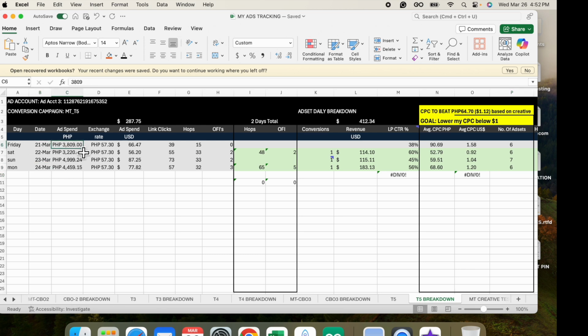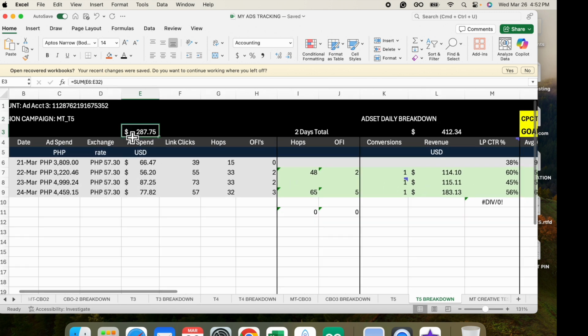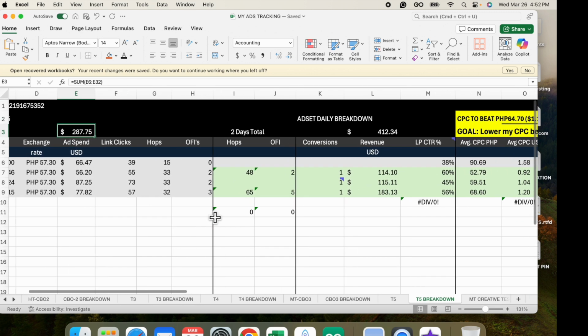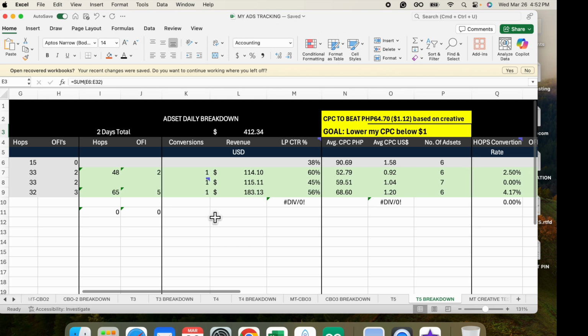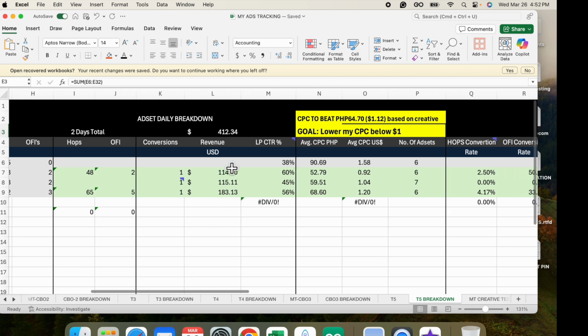I spent 3,000 pesos, and this is equivalent in US dollars. My total spending here is 287.75. This is how I monitor my data. This is my revenue, and the total revenue here is 412.34. And my landing page, this is those people who click my ads and go to my landing page.